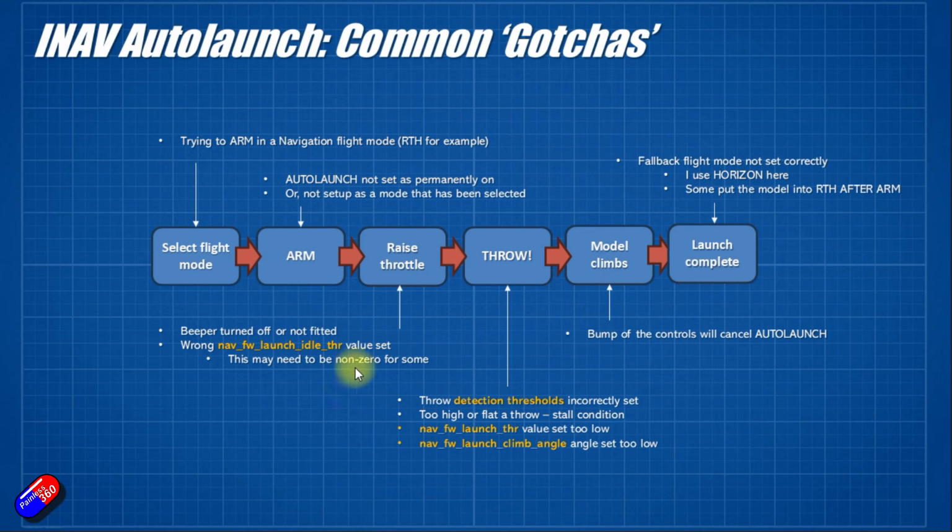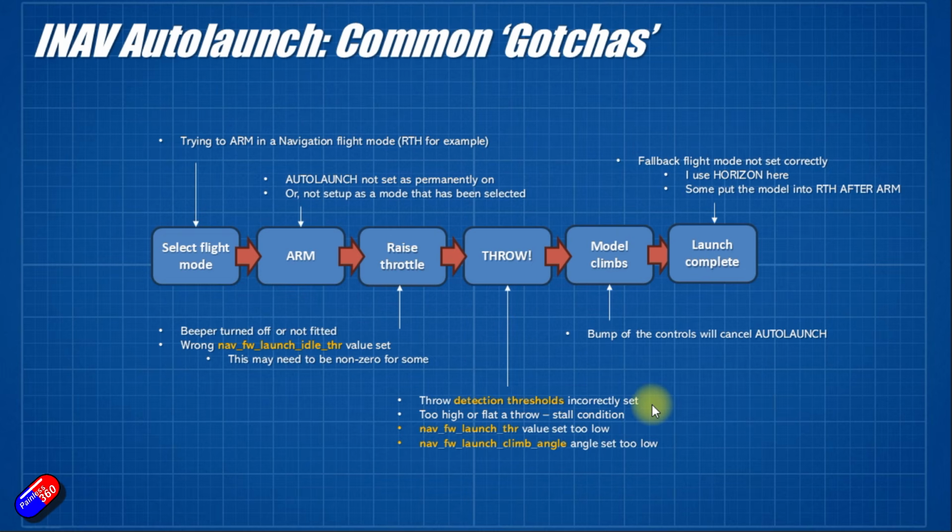And potentially, depending on what you've got set for the idle throttle, it may or may not start the engine. You may get the prop spinning, you might not. Double check that you've set idle throttle to the right value for your model. The next job then is, once it is like that, within a handful of seconds, I would throw the model into the air. It will detect that it's been thrown.